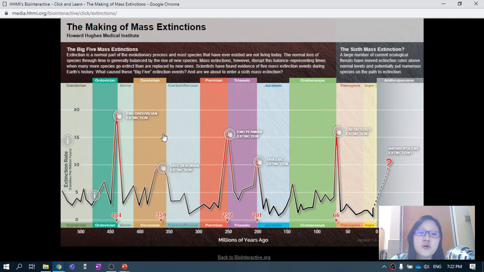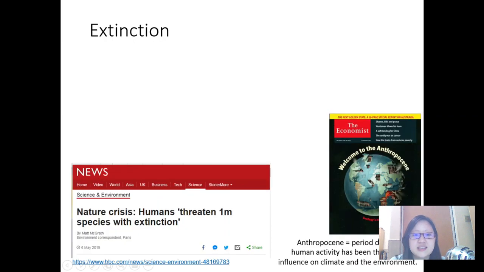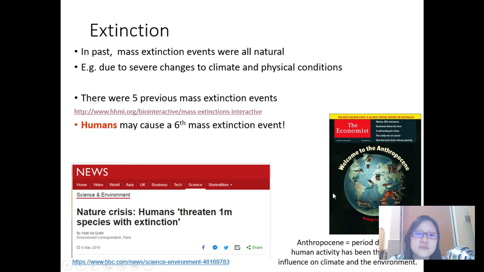And actually, there were four previous ones before that. And this one you can read up on your own, it's not in the syllabus. But the idea is, all these ones have been caused by natural causes. Well, sort of, like the environment becoming crazy, or natural disasters. But the current mass extinction event might just be caused by humans. So the question is, are we causing the sixth mass extinction event?